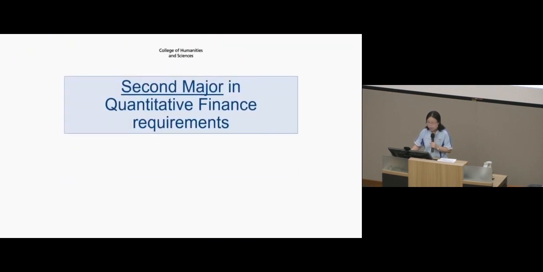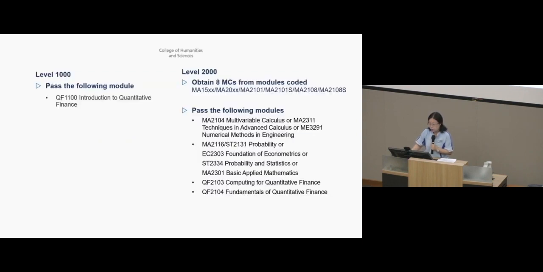And how about the second major? Because of the time limitation, I need to speed up. For the second major and the minor, the requirements are subsets of the major requirements. But we add on more modules to give you some more flexibility and also for students to do double counting. For example, if you do double majors, there are some modules you can double count. But I know some students also want to do three majors: one primary major, one second major, and one minor. Note that we cannot do triple counting. That is not allowed, but you can do double counting. So because of the double counting, we add on more flexibility.